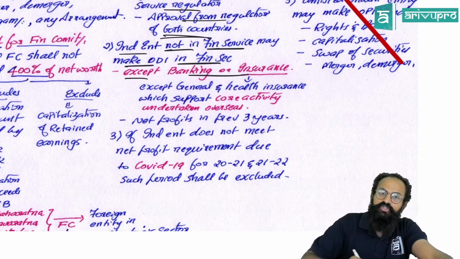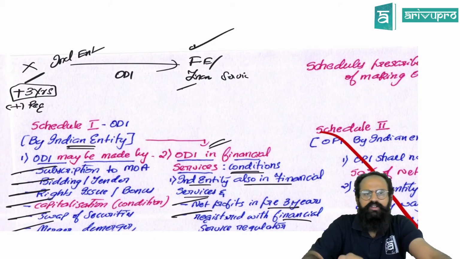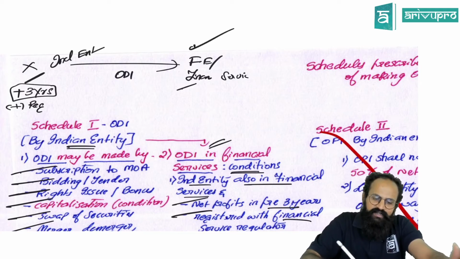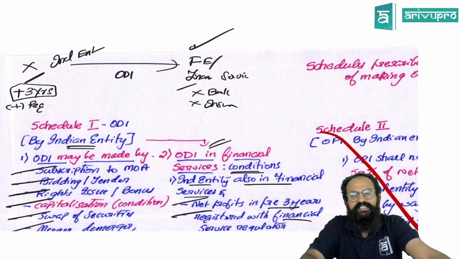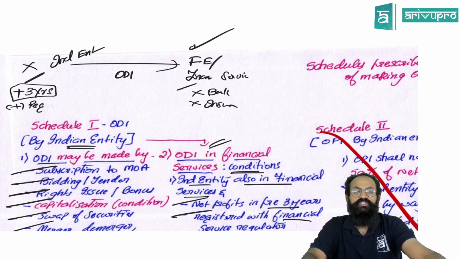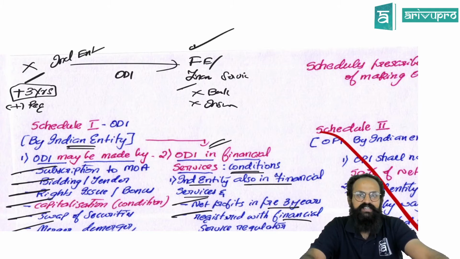Except banking or insurance, meaning I can make investments, absolutely allowed. But it should not be a bank. It should not be an insurance. Sir, then what else is there, sir? I told you, mutual funds are there, stock brokers are there, pension funds are there, all are financials only. So you can invest in them, but not in a bank, not in insurance.